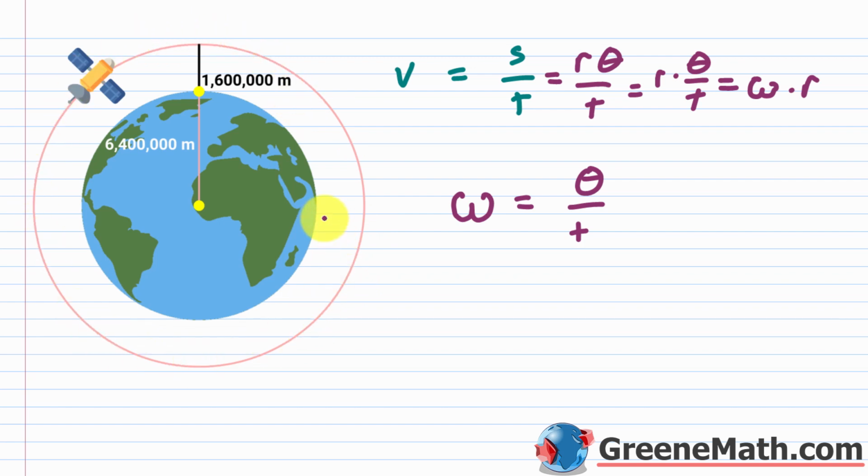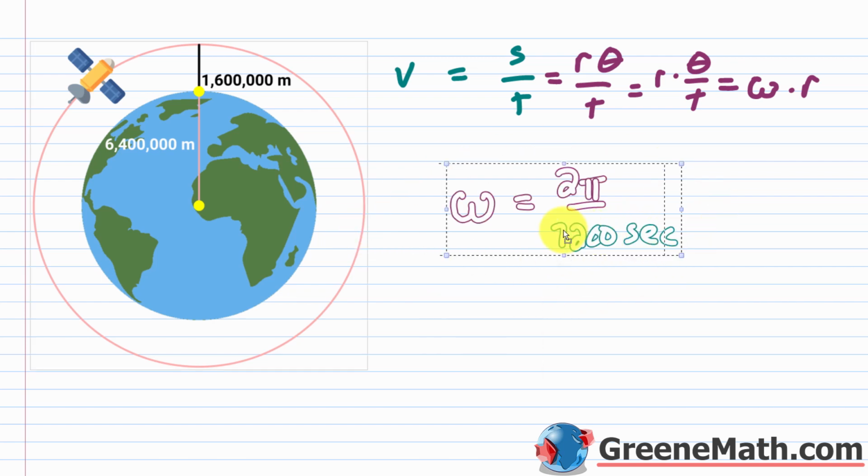And with a circle, in terms of radians, that's going to be an angle that's 2 pi. So for this part right here, I can just put in 2 pi. And then for the time, I can put in 7,200, and this is going to be in terms of seconds. Let me move this down just a little bit here.